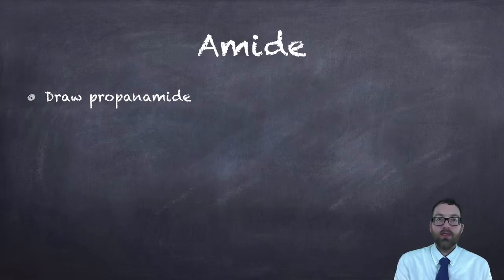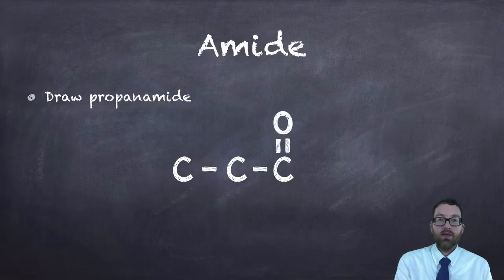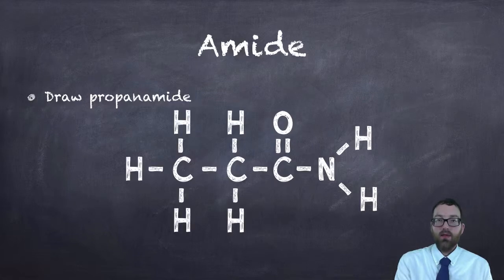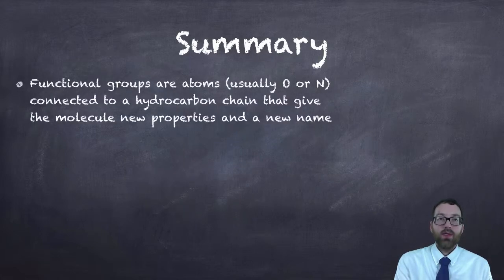Okay, let's try to draw propanamide. So prop means there are 3 carbons in our longest chain, and it's going to have the double bond O like an organic acid would, but then the OH group is replaced with an amine group. So this would be NH2. And then lastly, we'll fill in the rest of the hydrogens to make each carbon happy with 8 electrons.